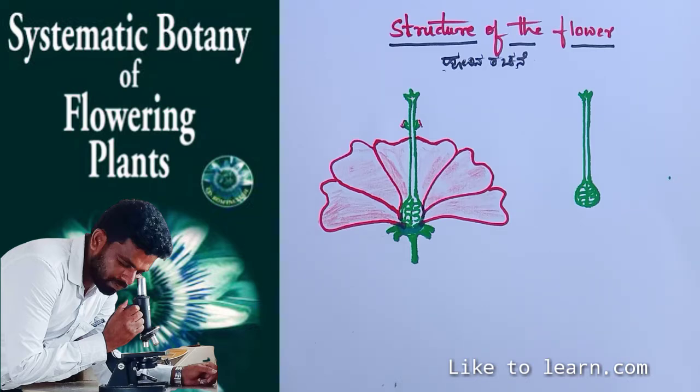Flower is a part of a shoot system modified for the purpose of reproduction. Generally, the flower arises from the axil of a leaf called bract. The flower is generally borne on a stalk called pedicel. Before going to study sexual reproduction in plants, first you have to understand the structure of the flower.